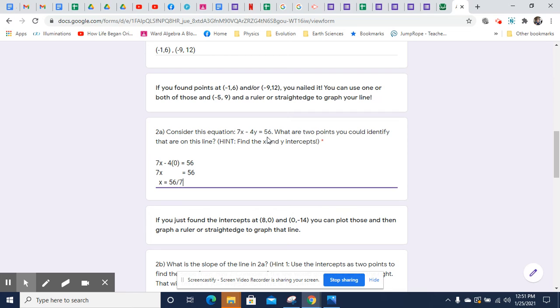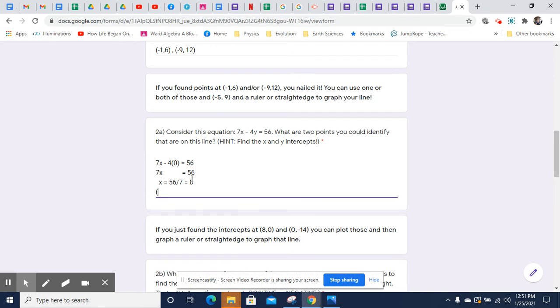And so x will equal 56 over 7. Well, look at that, 56 over 7. It's the c coefficient divided by the x coefficient, letter A there. So 56 over 7, which is 8. So you have an x-intercept at 8, 0.